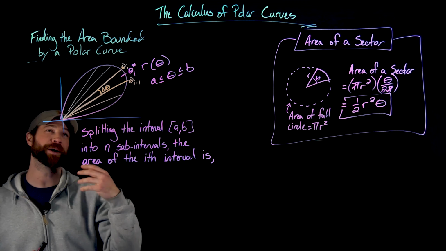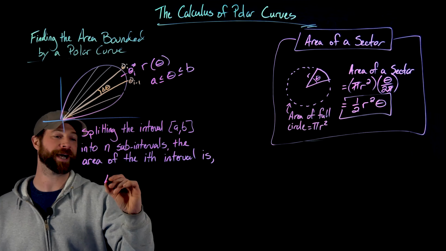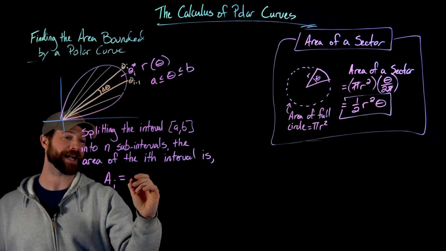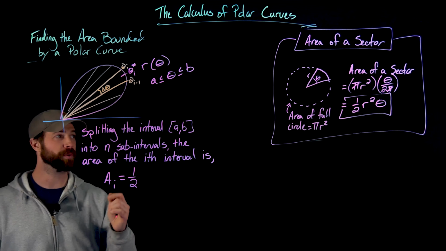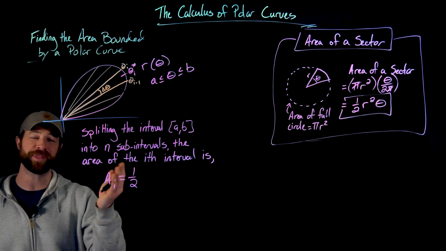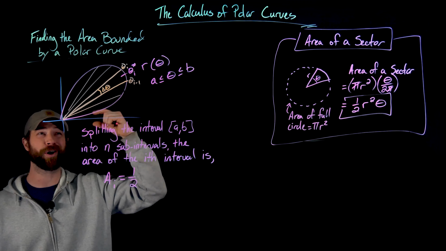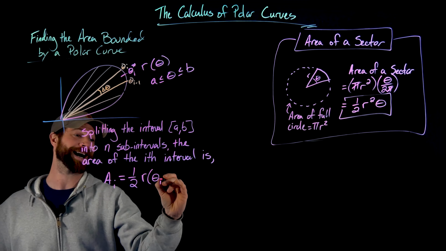We know that interval now is not a rectangle, it's instead a sector. And so if we want to describe the area of the ith interval sector, what we get is exactly that equation. So 1/2 and then r squared. So r in this case changes with the theta value. So we'll just take a representative point, a sample point on the ith interval. And so this will be r sub theta i star.